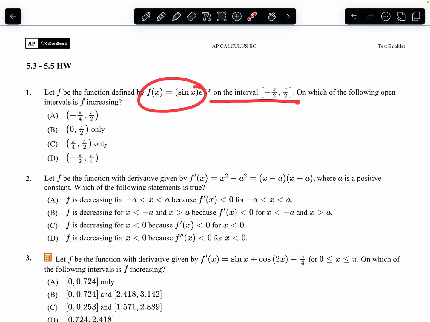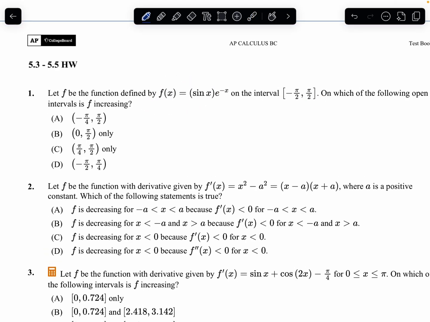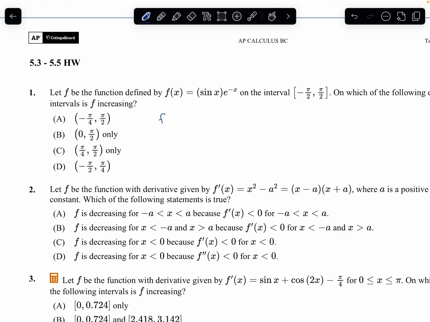On the interval from negative pi halves to pi halves, which of the following open intervals is f increasing? So let's take the derivative. We'll do f prime of x. We'll have to use the product rule. So we'll do the first times the derivative of the second, which will be e to the negative x, and then we'll have to multiply by a negative. Okay, so the first times the derivative of the second plus the derivative of the first, which will be cosine of x, times the second.